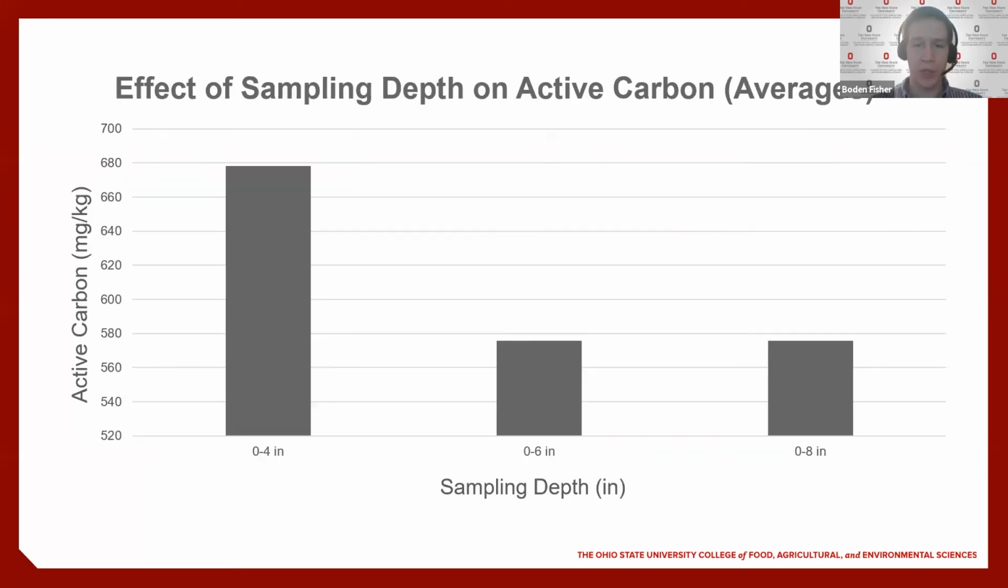Here's that same data we just looked at, but in discrete categories here. So here we see the averages, okay? This is the average reading for each sampling depth. And you can see again that 0 to 4 inch depth gave us the greatest active carbon reading.